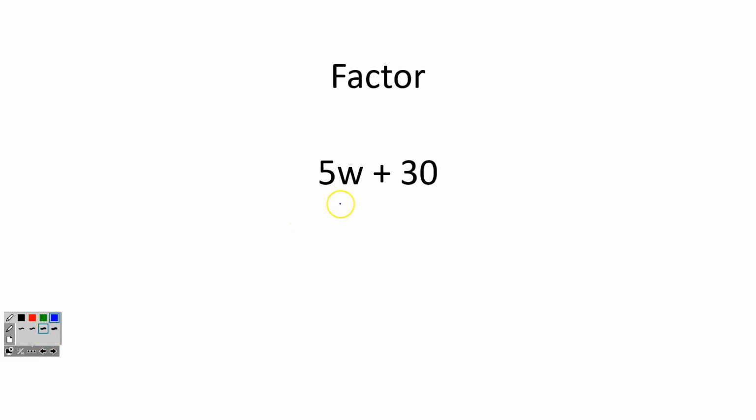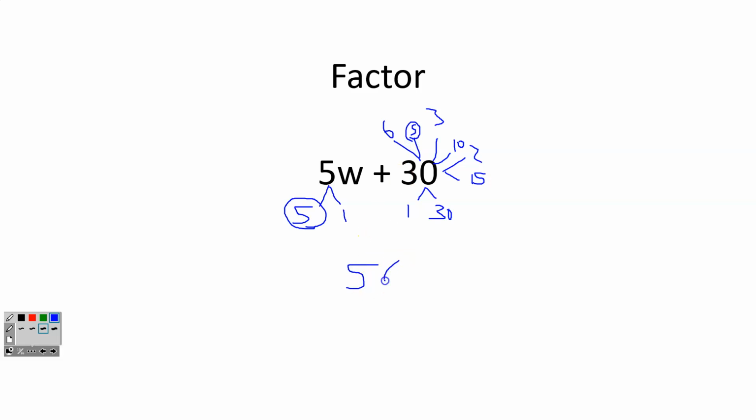Factoring is doing the distributive property, doing rainbows backwards. We need to find the GCF first. So factors of 5 would just be 5 and 1. Factors of 30 would be 1 and 30, 2 and 15, 3 and 10, and 6 and 5. So when I look at these numbers, the biggest number that they have in common is a 5. And that's what goes outside my parentheses.